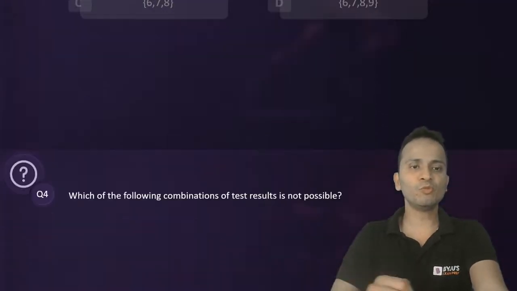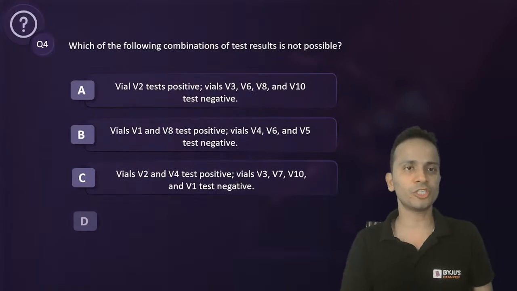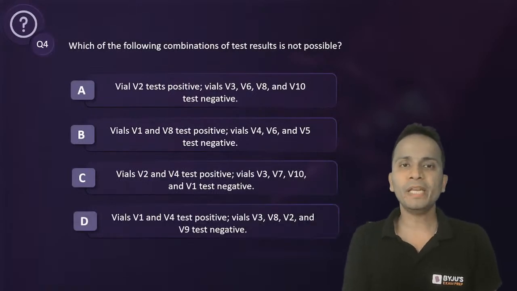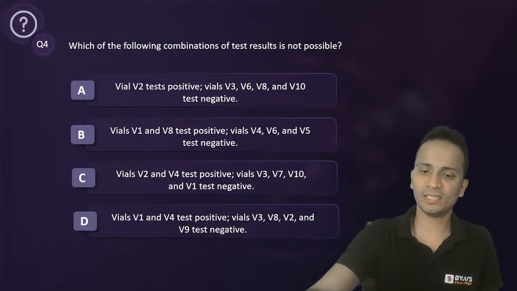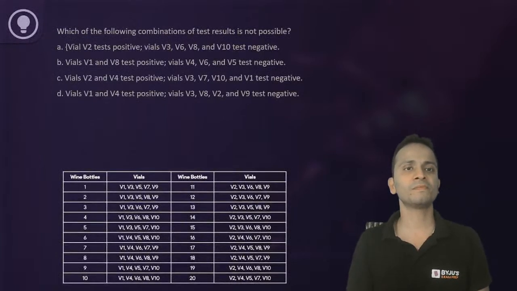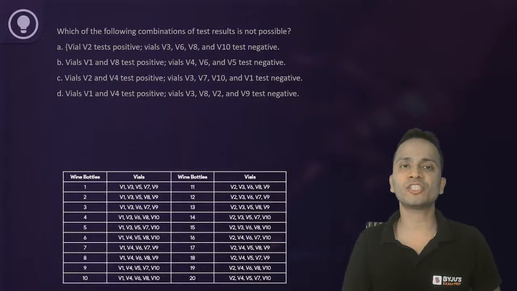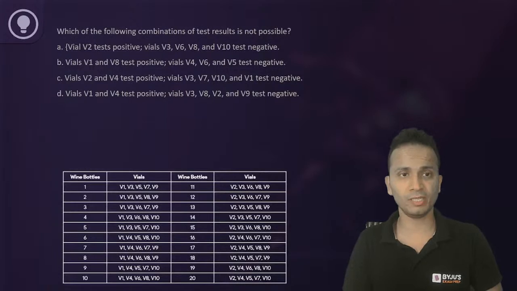Okay, now let's move on towards question number 4 of this question. Which of the following combinations of test results is not possible? ये वाला result possible हो ही नहीं सकता. Let's look at the table. Which of the following combinations of test results is not possible?